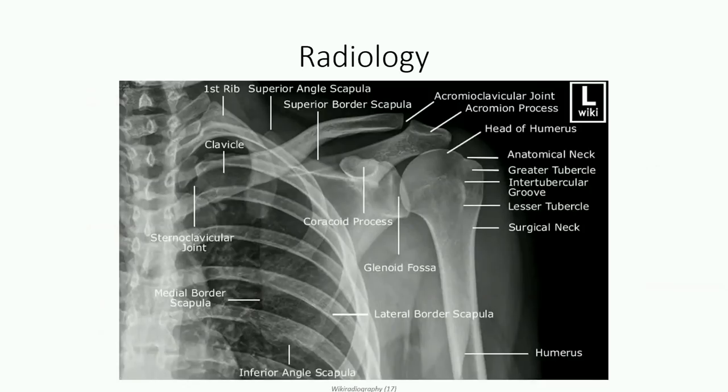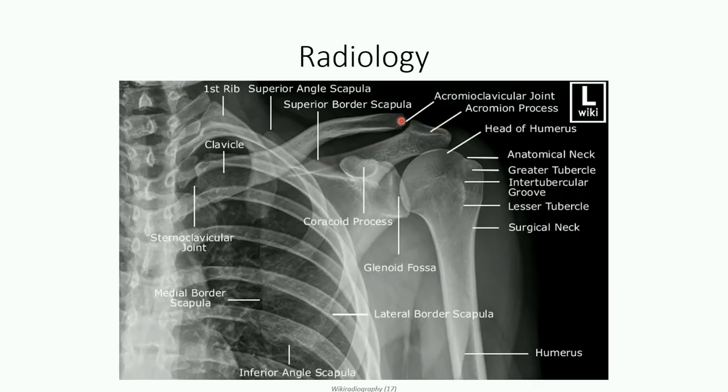With a bit of practice, a number of the aforementioned structures can be identified in an AP radiographic view of the shoulder. Note that many of these structures are superimposed over top of one another, requiring skill in deciphering different outlines. The spine of the scapula can be seen arching forward as the acromion process.